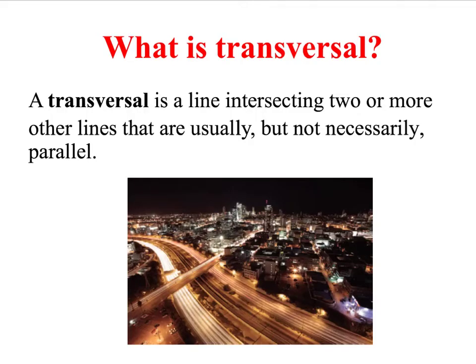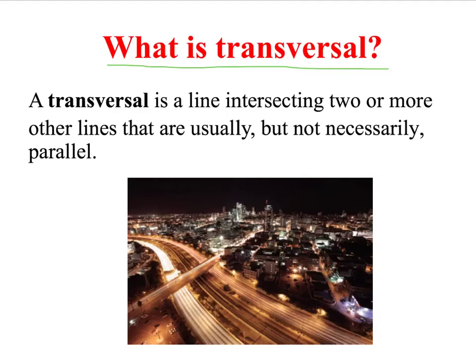You need to have a heading in your rule book, transversal and parallel lines. Underneath it, I'd like you to write this heading. What is a transversal? Now, that sounds like a really big, tricky, complicated word, but it's not actually. I need you to write this definition underneath it. It says, a transversal, or this big new funny word, is simply a line intersecting two or more other lines. Now, these two other lines are usually, but not necessarily always, parallel.